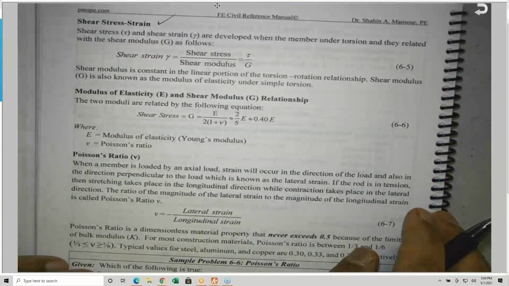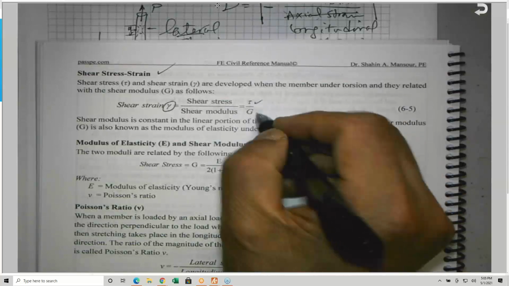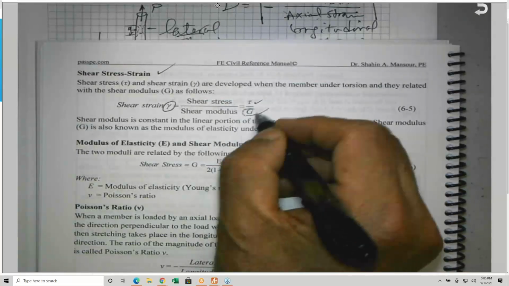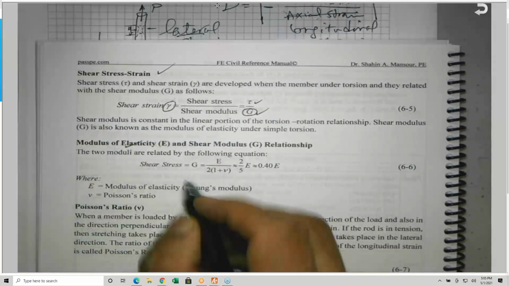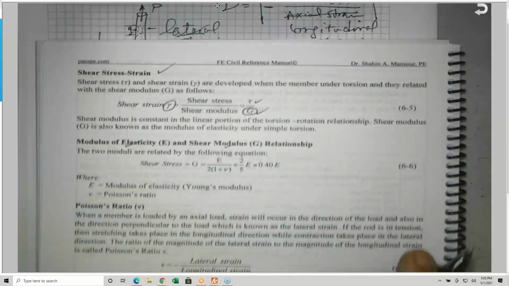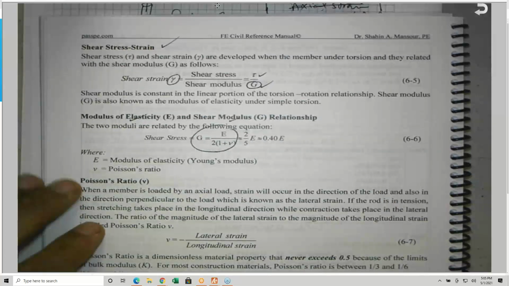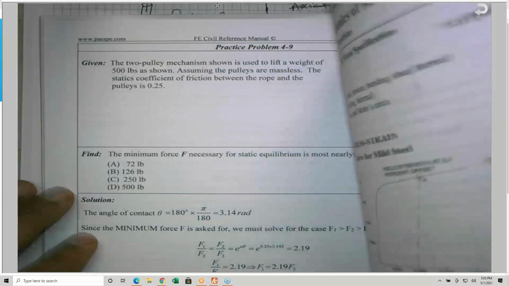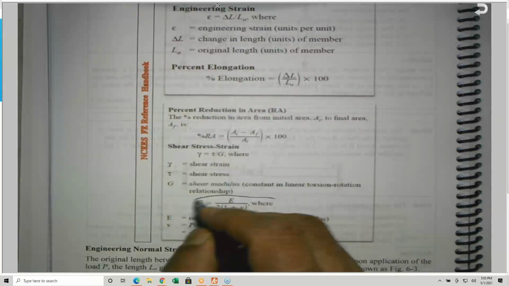The shear strain, they are using the Greek letter gamma, and this is from the torsion test, which is tau divided by G. G is the shear modulus, and tau is the shear stress. Modulus of elasticity and G are related by this equation, and this equation is given in the NCEES. If you remember the equation that I showed to you last time, and here it is. This is the NCEES equation.